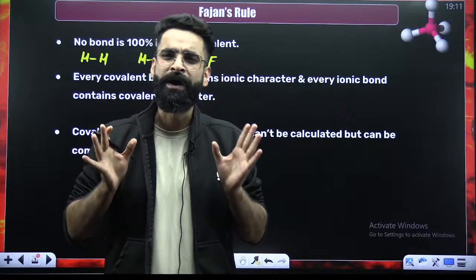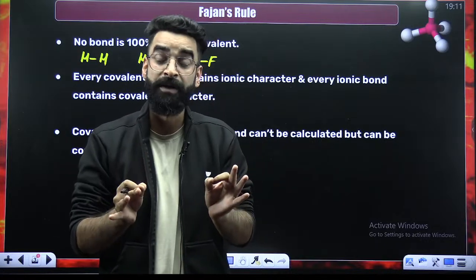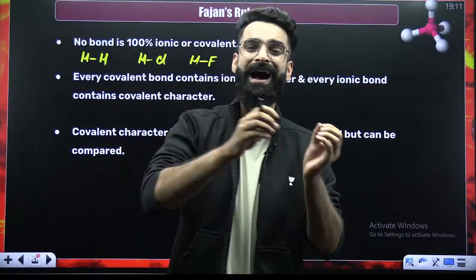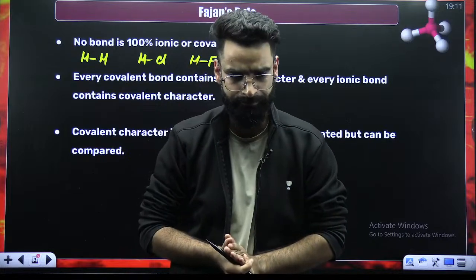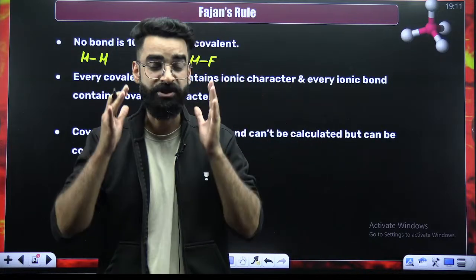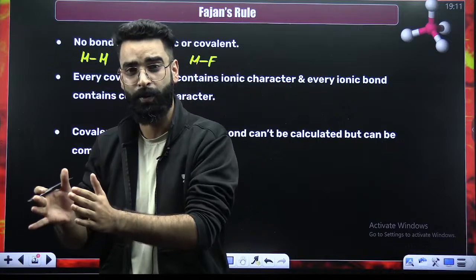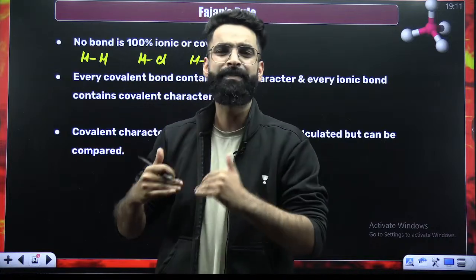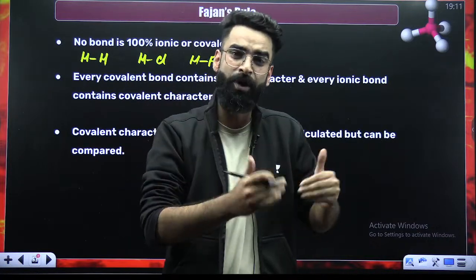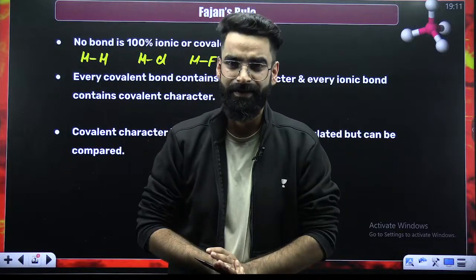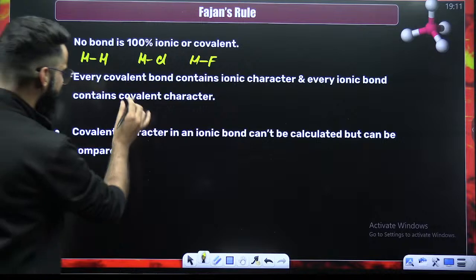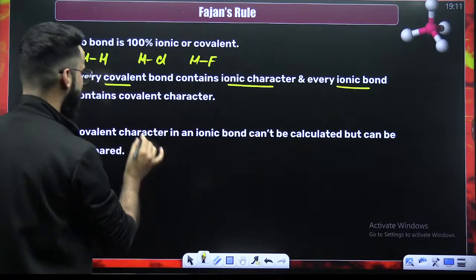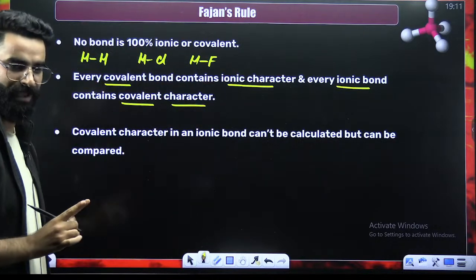Every covalent bond will have some kind of ionic character in it, and every ionic bond has some kind of covalent character in it. So there is no bond which is 100% ionic or 100% covalent. Every ionic bond will have some covalent character, and every covalent bond will have some ionic character.